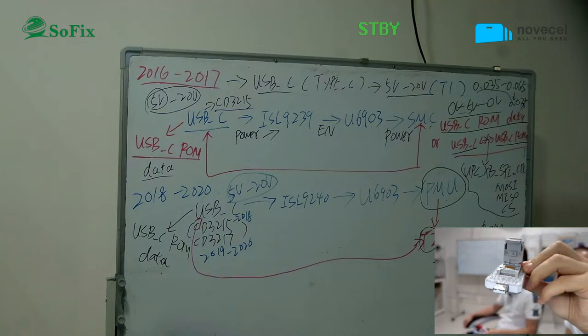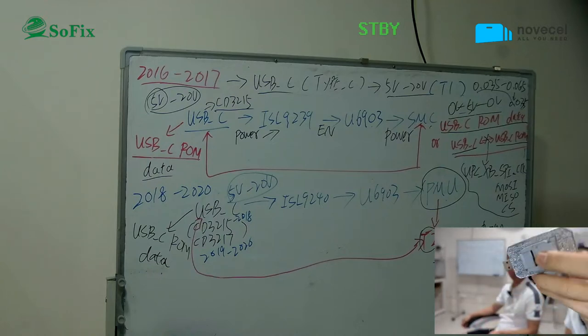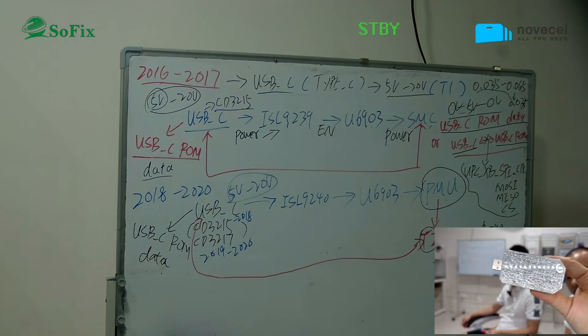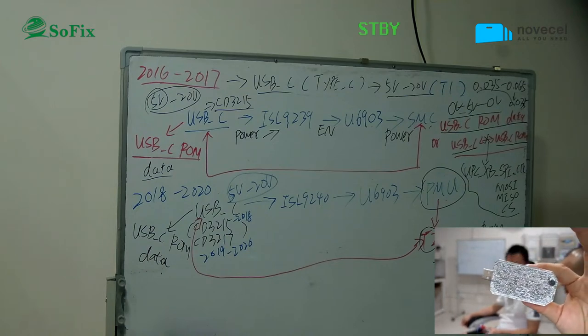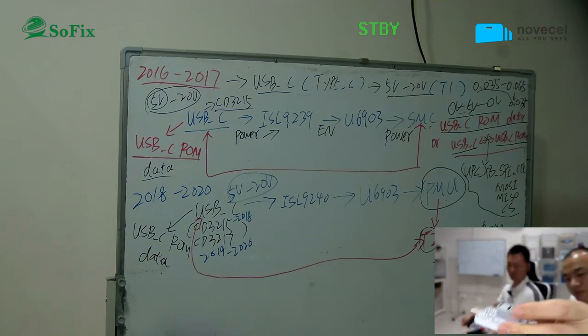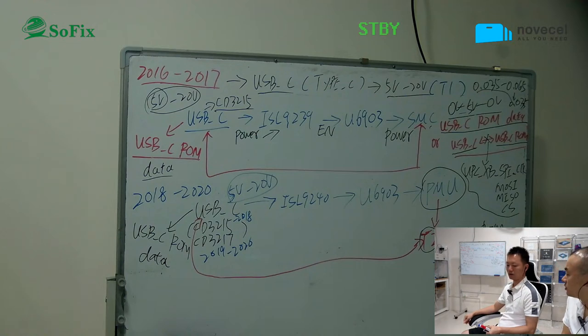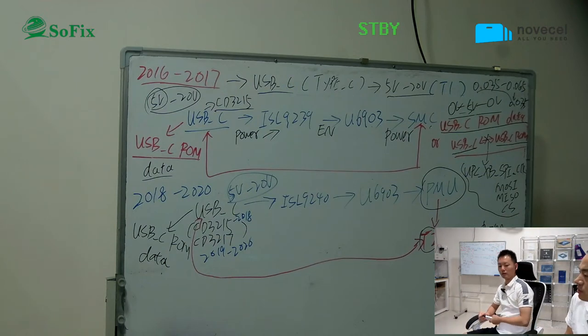Yeah. So we put a USB-C into this socket, so we can program all the USB-C ROM data. All the USB-C ROM data is already integrated, ready, written inside of this tool. Yes, okay. You just need to connect it to the Windows computer, then you can connect with the USB-C ROM. Okay.